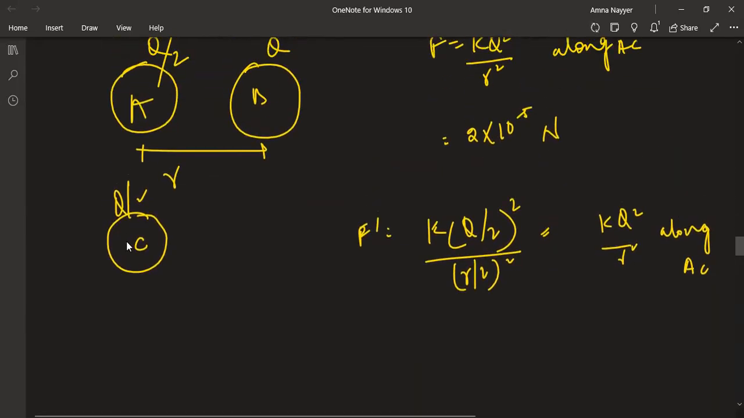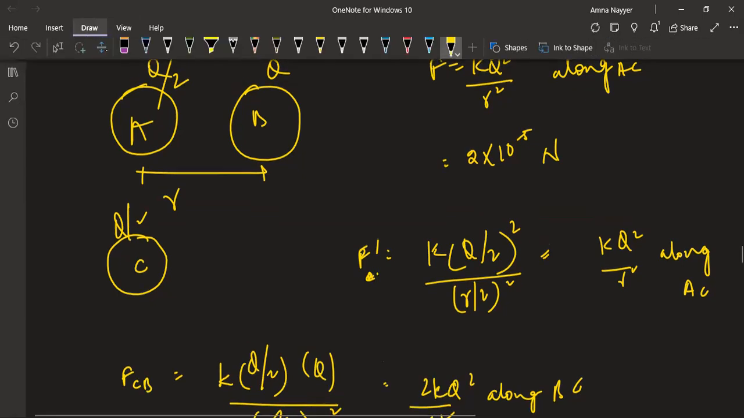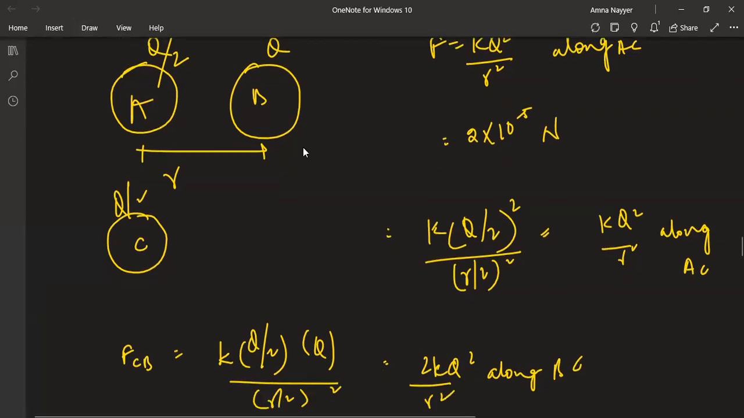Now see, if we take out the force on C due to B, that will be K. C's charge is Q by 2 and charge on B is Q divided by the entire R by 2 whole square. So you are left with 2K Q square by R square. This is along BC. So along AC, if this is force on C due to A, I'll write it as FCA. So you have FCB and FCA. So how will you get the net force?